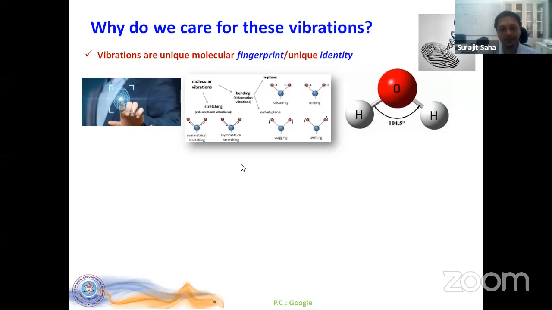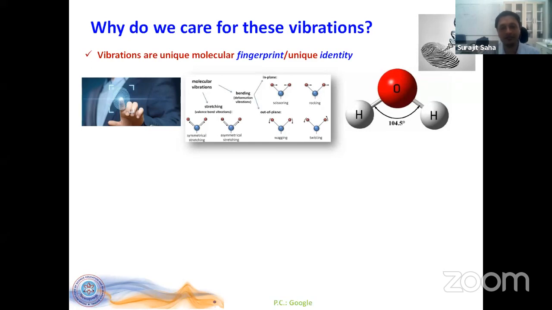If one sees, these vibrations are a very unique identity of these molecules. Any specific molecule will have a specific set of vibrations, and that is the unique identity of that molecule. It's analogous to the fingerprint of a human being. For example, my fingerprint is very unique to me, and this is my identity. Similar is the case for anyone in the audience. So the vibrations are basically the fingerprints of the molecule.